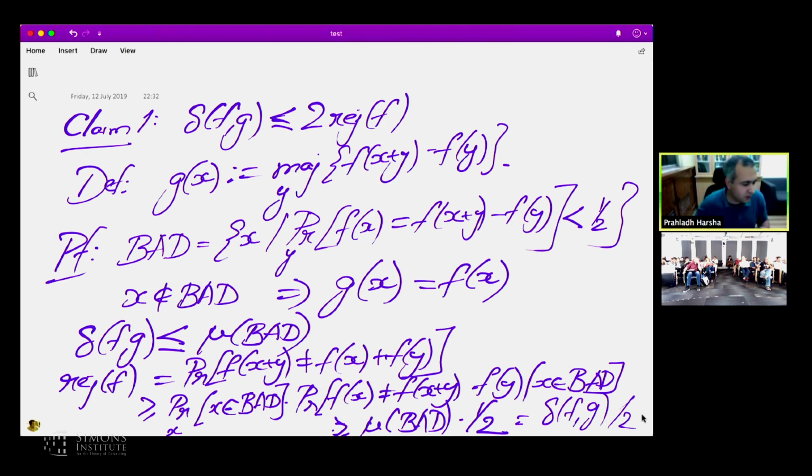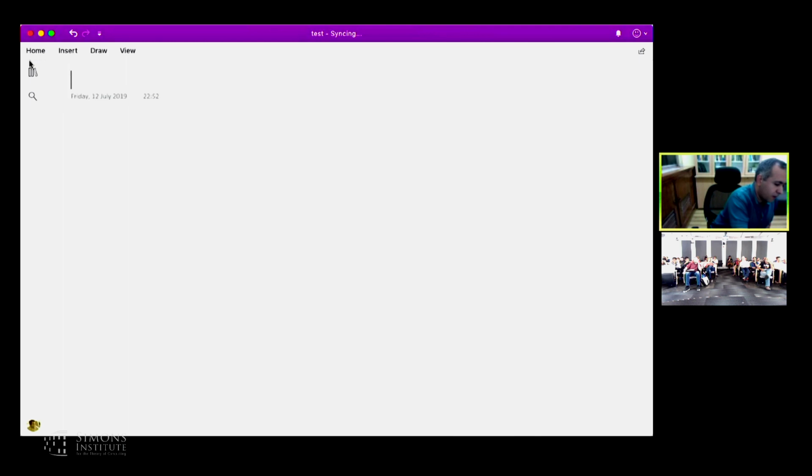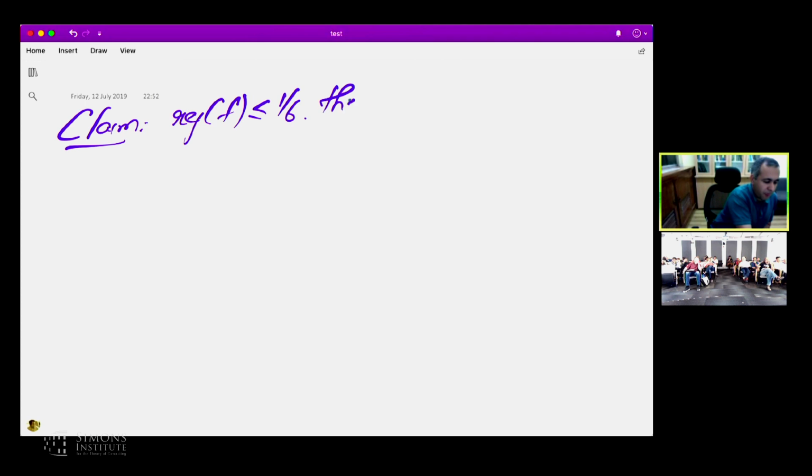Okay, let's go on to the next claim. The next two claims are the more important ones. We want to now show that if the rejection probability of f is less than 1/6, then for all x, g of x, which was defined to be the majority value, is not just the majority value, it's an overwhelming majority value.